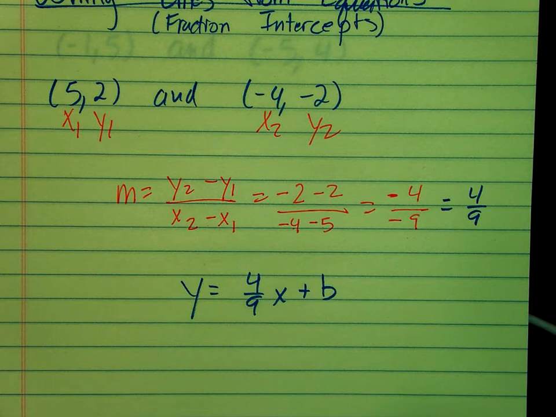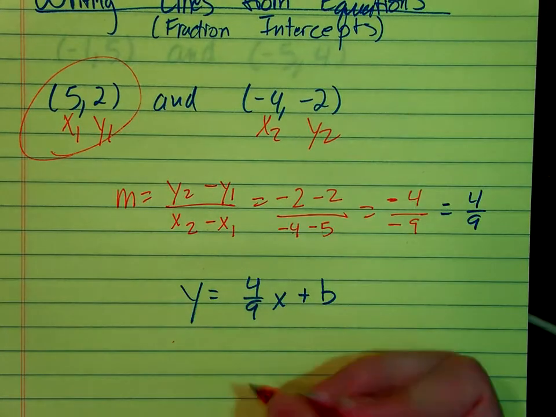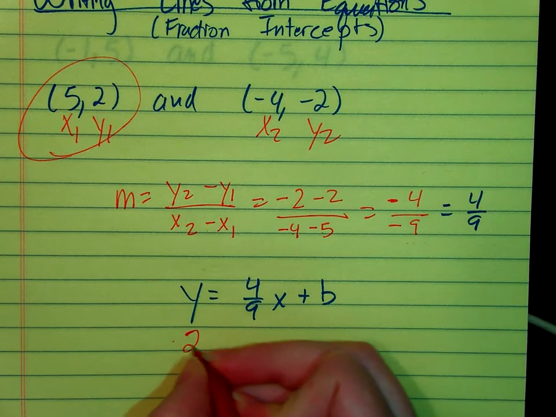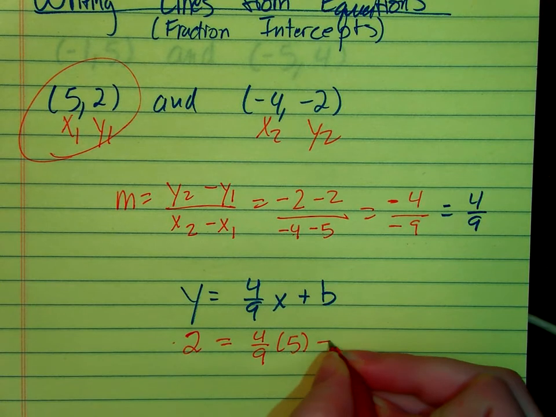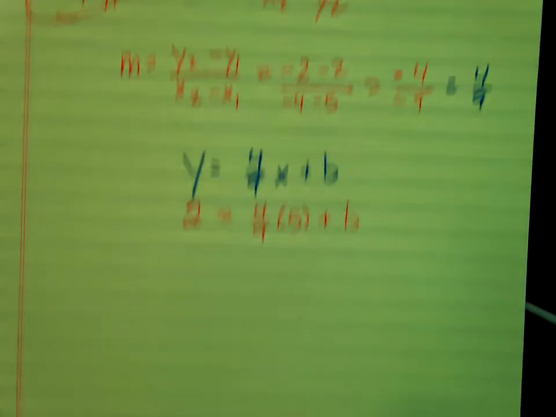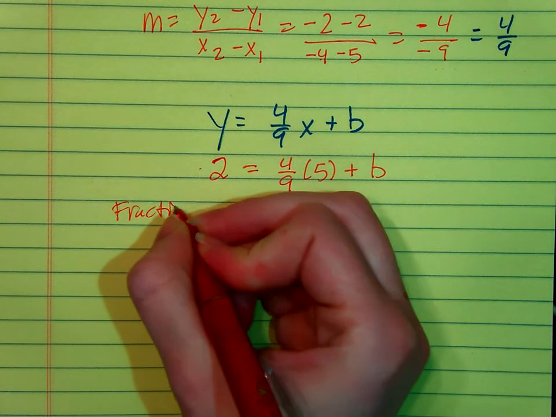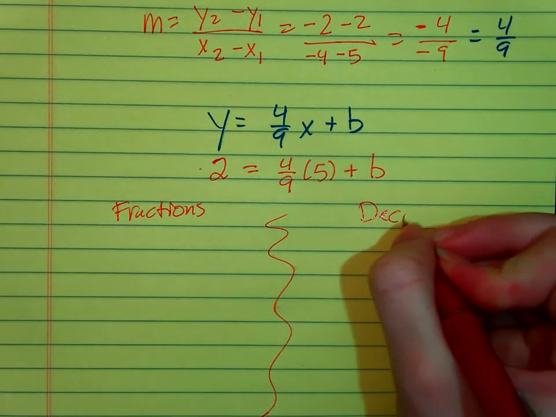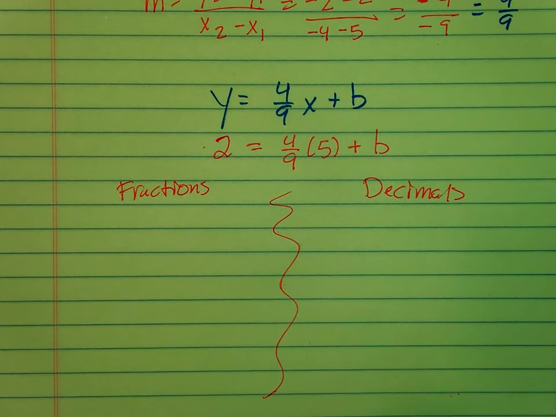We can still solve this the same way we've been solving it though. So plug in, and I like working with positive numbers, so we're going to go ahead and plug in positive numbers. 2 equals 4/9 times 5 plus b. I'm going to go ahead and work this out 2 different ways. So I'm going to show you with fractions. I'm going to show you with decimals. Now, if you convert to a decimal, you're going to have to convert back to a fraction at the end, though, because we tend to work in fractions.